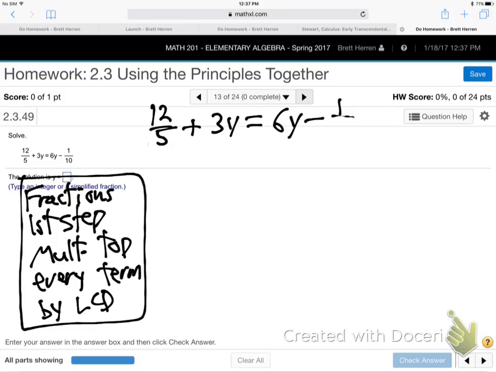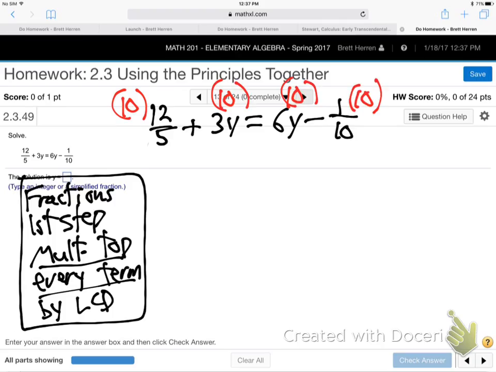So 5 and 10 both go into 10, right? 10 doesn't go into 5. 5 goes into 10, right? So they both go into 10. Great. What do you do about it? You multiply the top of every term by that 10. So 10, 10, 10, 10. Every term. Question?